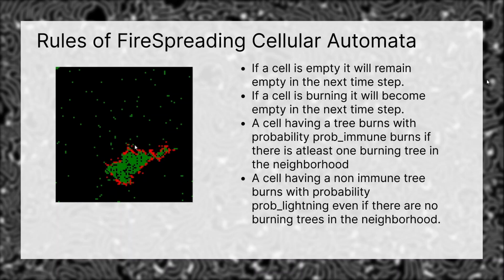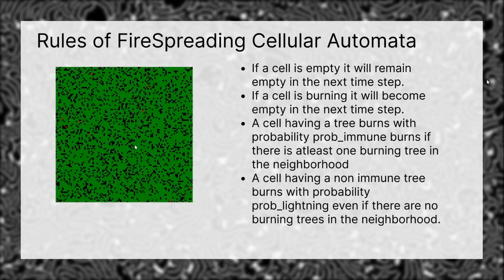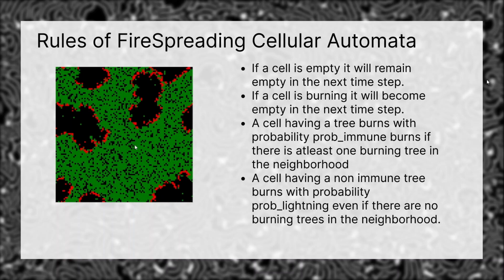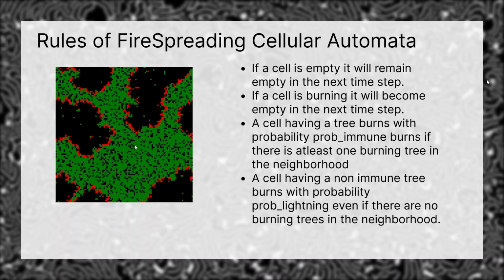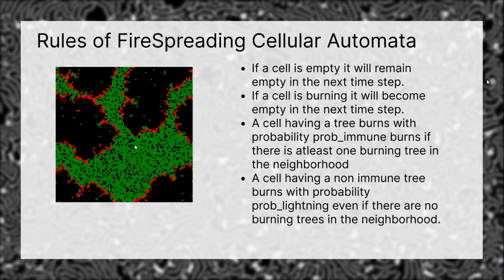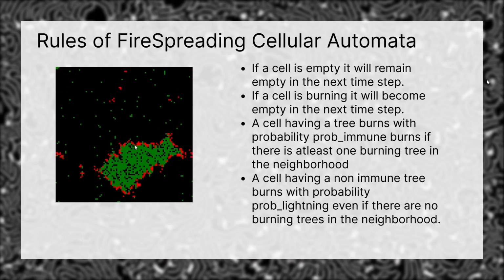Now we will traverse the whole grid, and for each cell we will generate a random number, and if it is greater than the prop tree we will define it empty, else we will generate another random number, and if that number is less than prop burning then we will define it as burning, else we will define it as tree. Now that we have completed the initialization of the grid, we will now discuss the rules following which the spreading of the fire will take place.